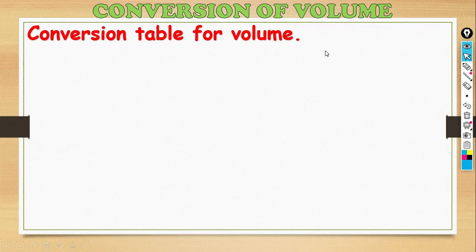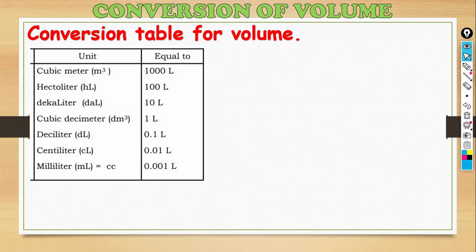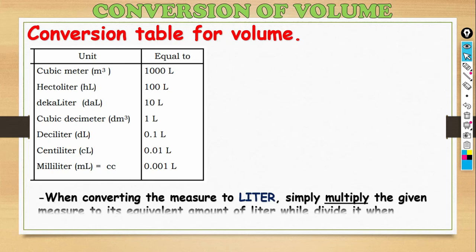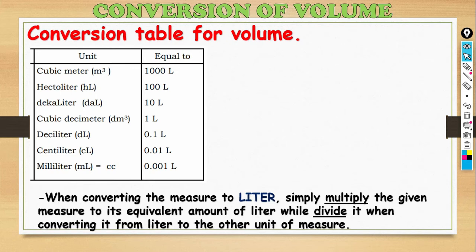So, another conversion table for volume, converting the units from liters. So, meron tayong units na cubic meter, hectoliter, decaliter, cubic decimeter, deciliter, centiliter, and milliliter. So when converting the measure to liter, simply multiply the given measure to its equivalent amount of liter while divide it when converting it from liter to the other unit of measure.